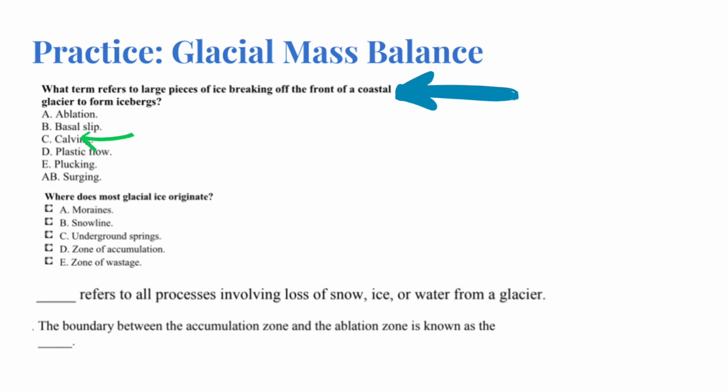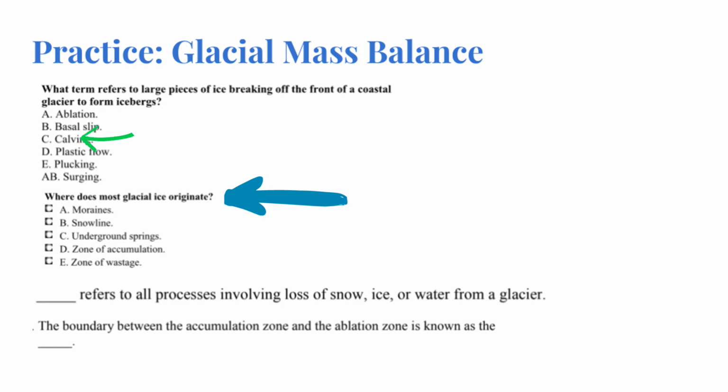Just to know that calving is basically when large pieces of ice break off at the end, or the terminal part, of a glacier. And then usually these large pieces eventually form icebergs. So this is a definition you should probably know. So where does most glacial ice originate? The answer of this, let's take a look.